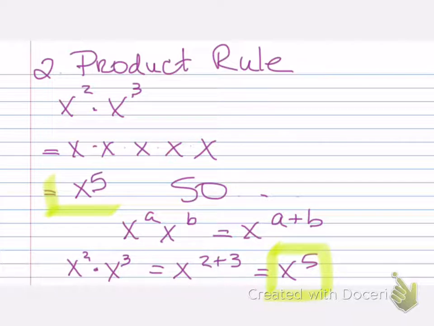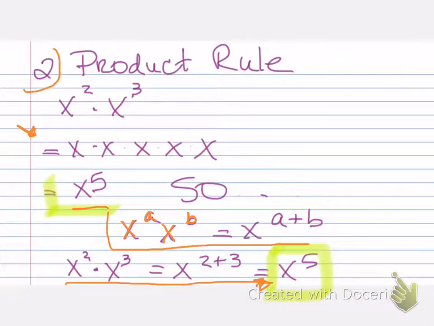Your product rule is number 2. So if we have x squared times x cubed, we could write it out like this, where it's x times x times x times x times x. Or it would equal x to the 5th. So, is there an easier way to figure it out? Yes, there is. If we have x to one number times x to a second number, all we have to do is just add the exponents. See how when we simplify this one, we get x to the 5th, just like we did up here. So the product rule is simply this. If the base is the same, you just add the exponents together.